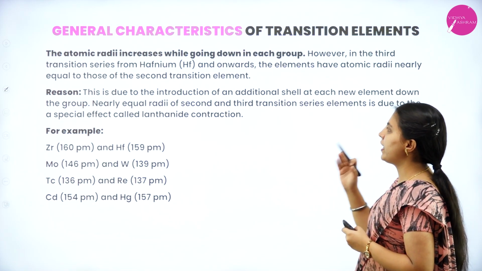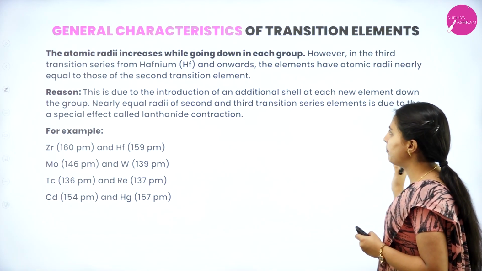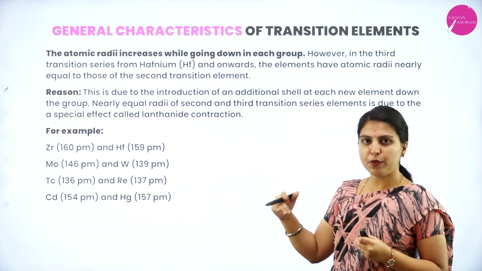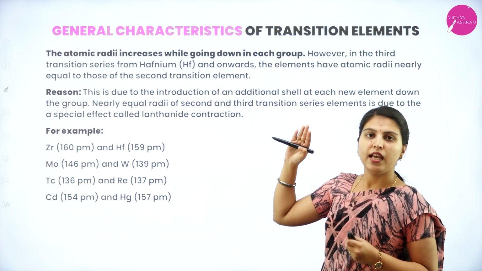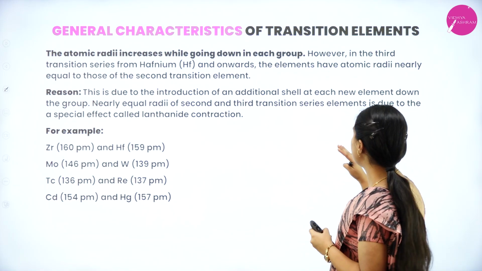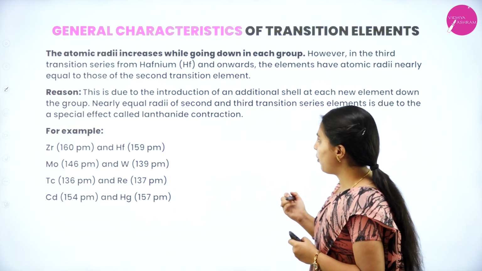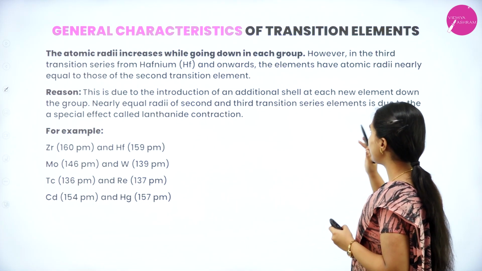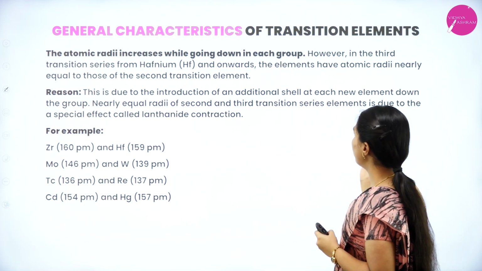However, in the third transition series from hafnium onwards, the elements have atomic radii nearly equal to those of the second transition series. Almost after hafnium, the radii are nearly equal to the second transition series. So, it keeps on increasing. Reason: this is due to the introduction of an additional shell in each new element down the group.